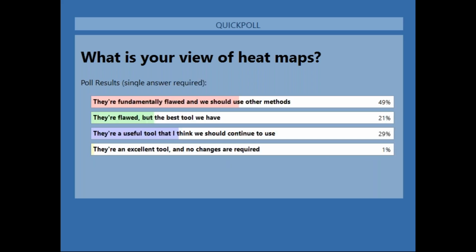The poll's wrapping up. Okay, happy to see only 1% think no changes are required. Half of you think these are flawed and we need to use other methods. About a third of you chose flawed but the best tool we have, or a useful tool we should continue to use. Okay, so I encourage you to look at the paper that we put out. You can email me, or I think you could access it online, and you can see some more of the flaws. There are other flaws built in besides the three that we covered here.